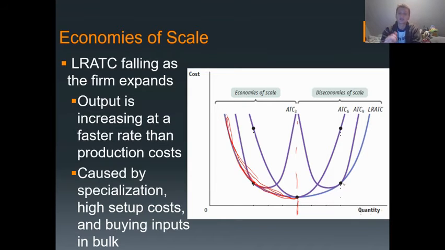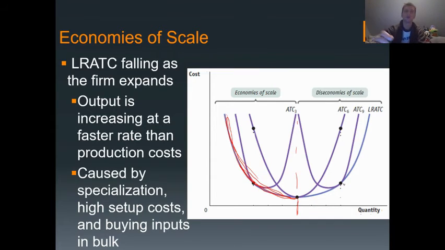And this makes sense if you just think about the equation for ATC. The equation for ATC is the addition of all of your total costs. So you keep adding total costs, and you divide it by the quantity. So if your output is increasing at a faster rate than your production costs, which are your numerator, then your number should fall. This is caused by specialization in most cases.